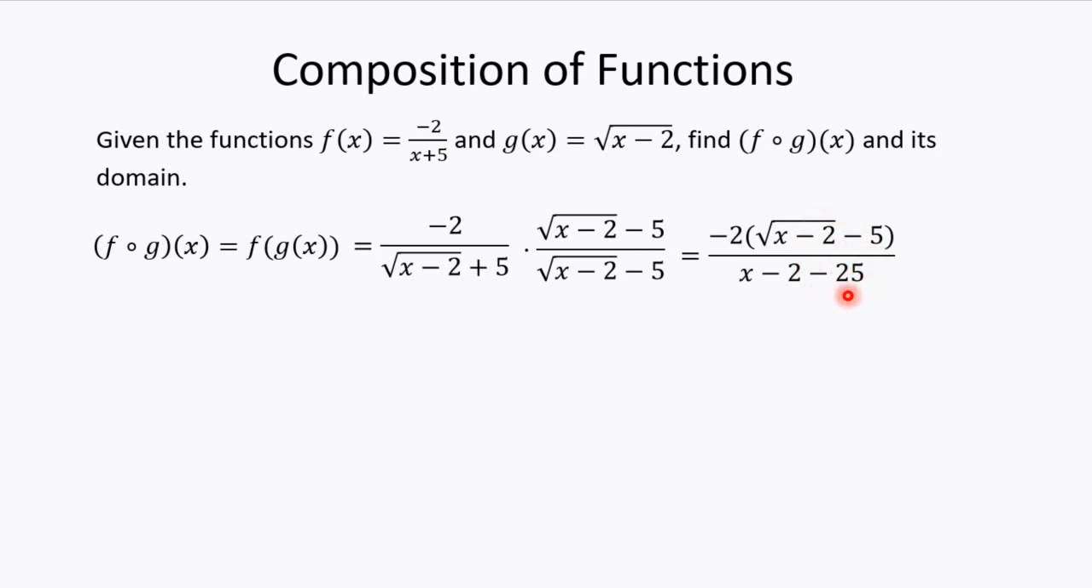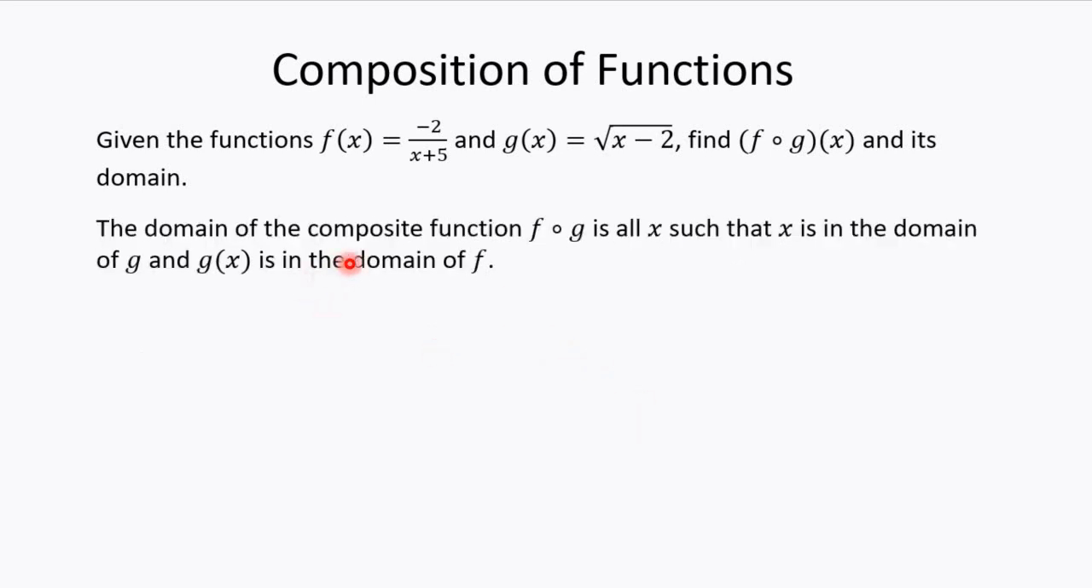Once I've done that, I'm going to just combine these two like terms to get this expression, x minus 27 on the bottom, and I distribute on top -2 times the square root of x minus 2, and -2 times -5. So this is the f of the g of x. All I need to do now is find its domain. The domain of a composition of f and g is all the x values such that x is in the domain of g and g of x is in the domain of f.